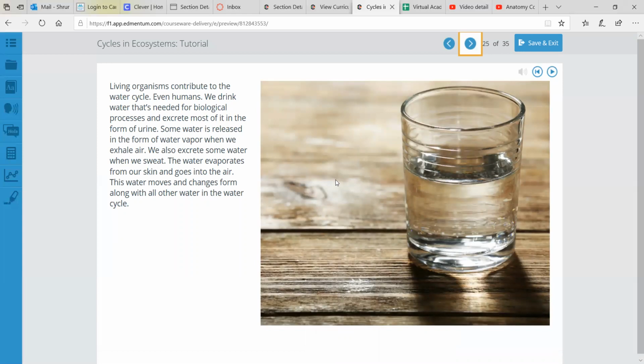Living organisms, even humans, contribute to this cycle. We drink water that's needed for biological processes and then excrete most of it in the form of urine. Some water is released in the form of water vapor when we exhale air. And when we sweat, we're excreting some water. And then that water evaporates from our skin and into the air. This water moves and changes form along with all other water in the water cycle.